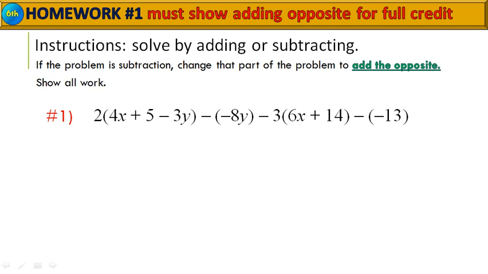The expression reads 2 multiplied by the quantity 4x plus 5 minus 3y minus negative 8y minus 3 multiplied by the quantity 6x plus 14 minus negative 13. Let's show the steps.